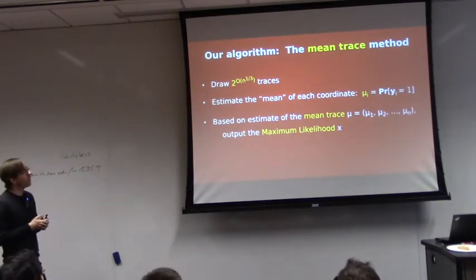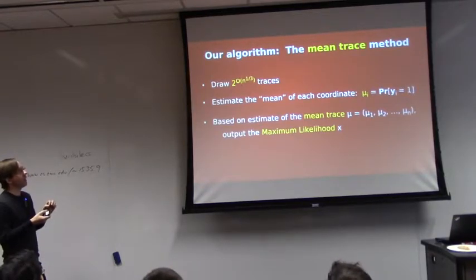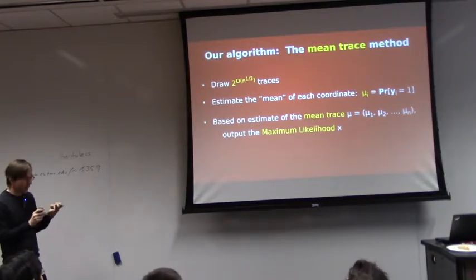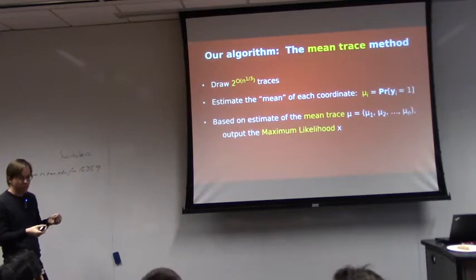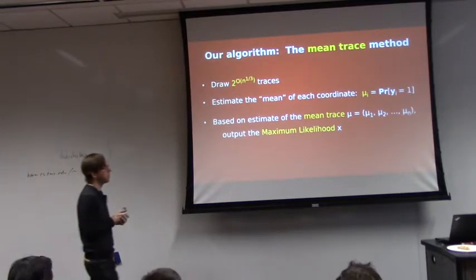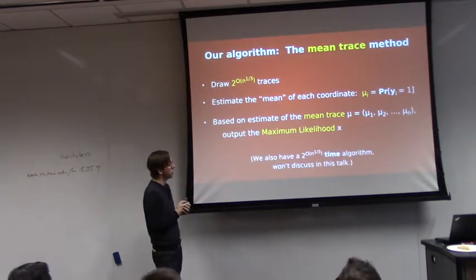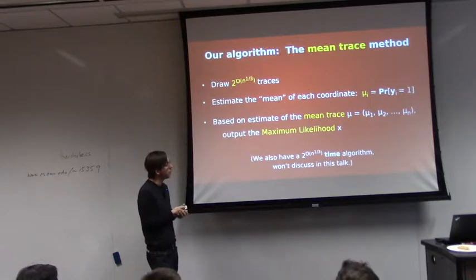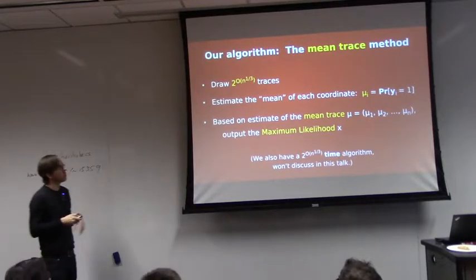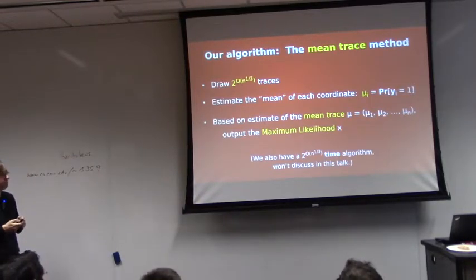So our algorithm does something kind of stupid, in the sense that it only looks at the n positions in the trace individually, and just estimates the probability of seeing a 1 in each of them. As I mentioned, we can actually turn this into an algorithm that is efficient in the number of traces, but I'll skip that.